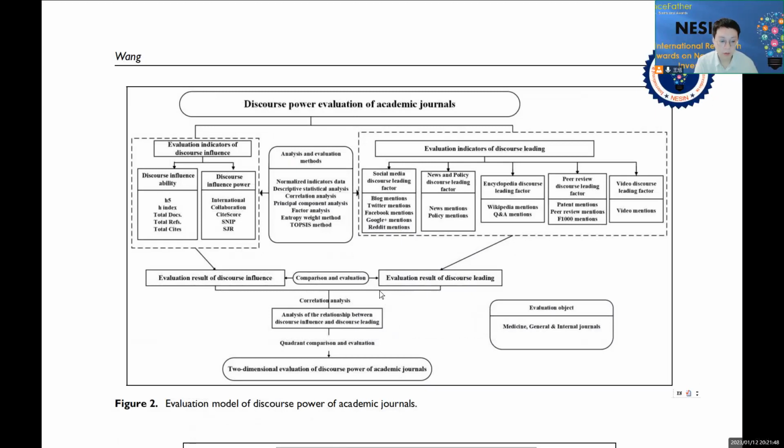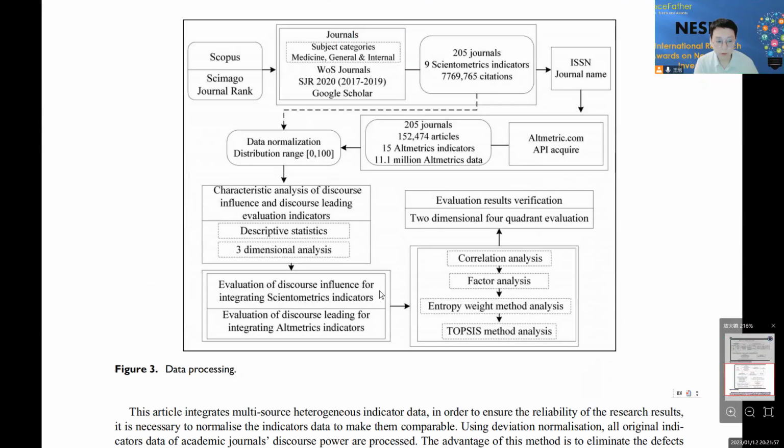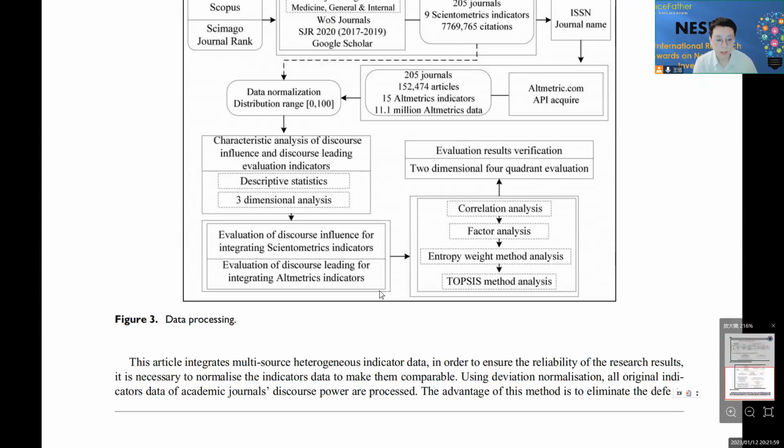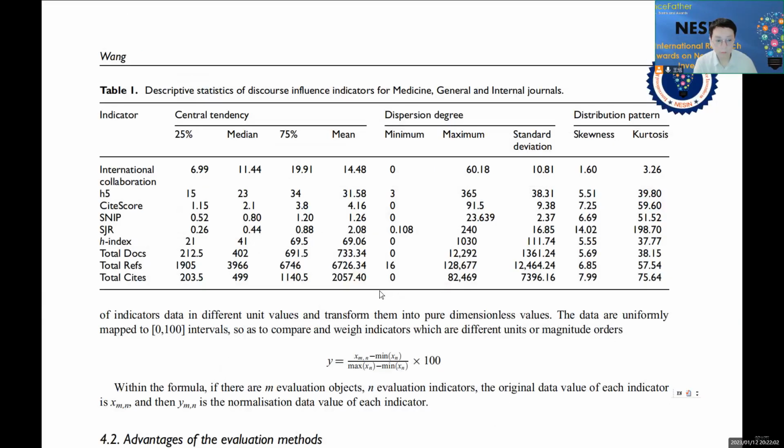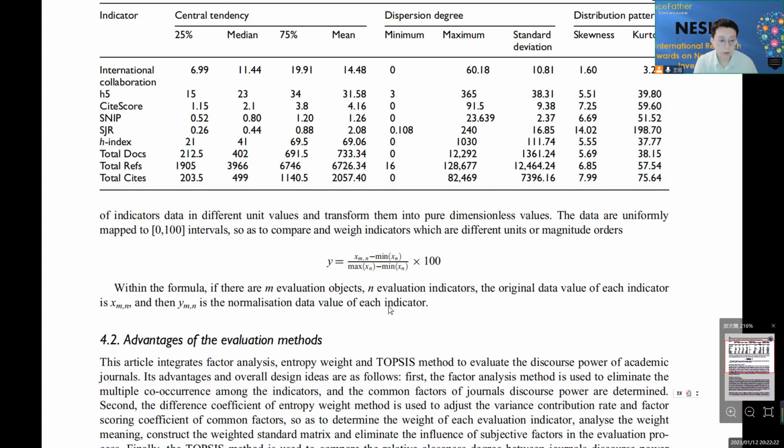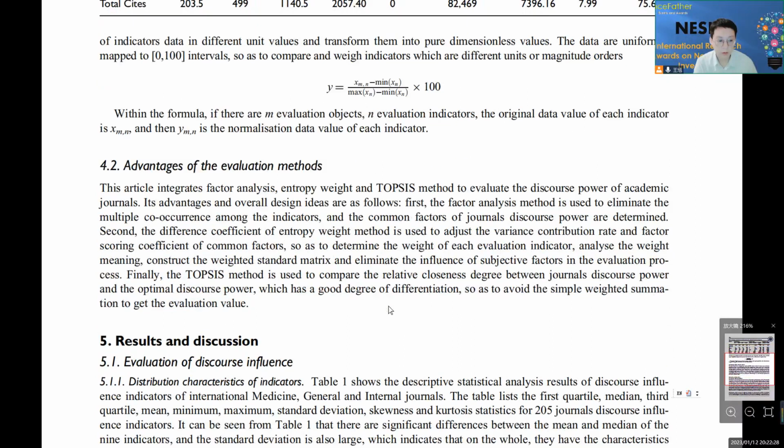So this is the evaluation model of discourse power of academic journals. Figure 3 is data processing. Then first we make the descriptive statistics of discourse influence for medicine general and internal journals. Then we introduce the advantages of the evaluation methods.